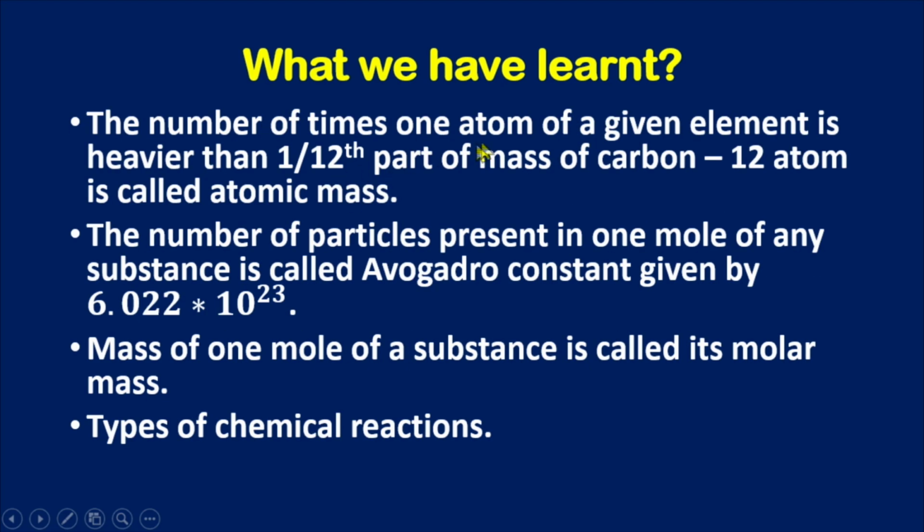The number of times one atom of a given element is heavier than 1/12th part of mass of carbon-12 atom is called its atomic mass. The number of particles present in 1 mole of any substance is called Avogadro constant, given by 6.022 into 10 power 23. Mass of 1 mole of a substance is called its molar mass, and then we have seen different types of chemical reactions.